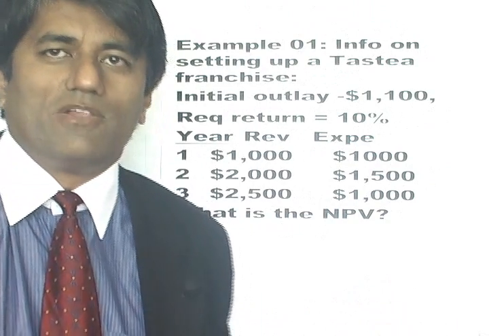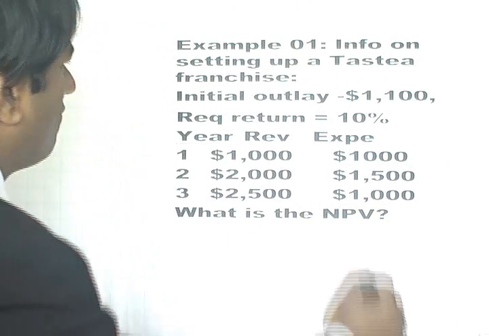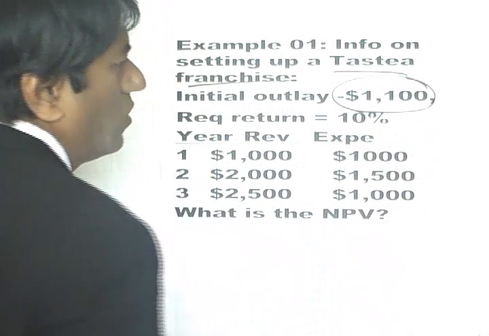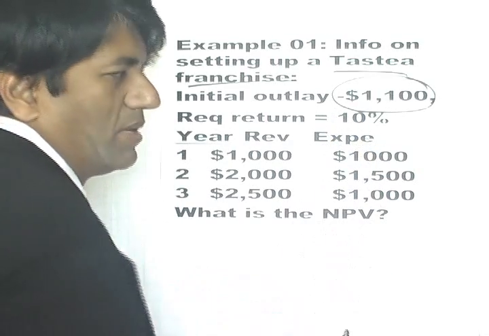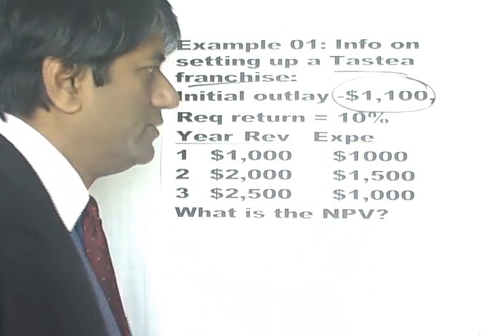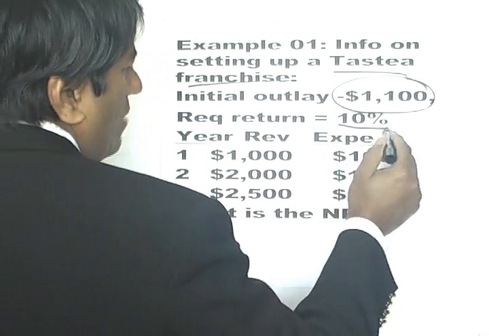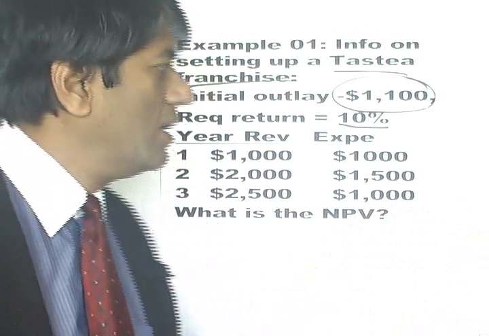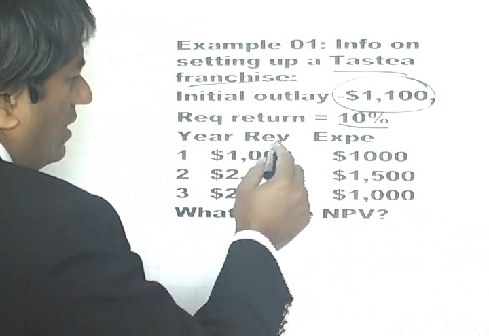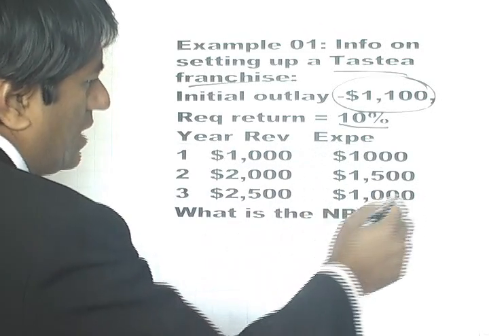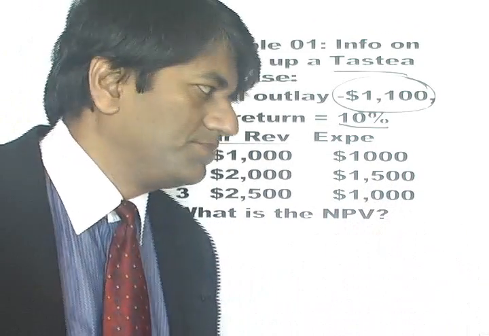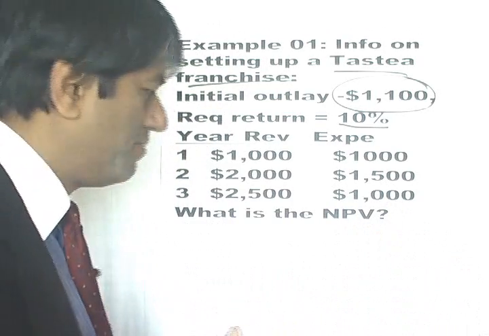Here we have a simple example of NPV. We have a franchise, and the initial outlay is $1,100. So it's a negative cash flow because that's what the project consumes. The required rate of return is 10%. You need the rate of return to move money around time. And the revenues and expenses are given in this table. So you have year 1, 2, and 3. And after that, suppose the franchise disappears. It doesn't produce any more cash flows. Like I said, it's a very simple example.